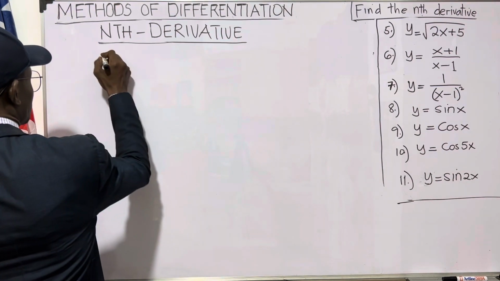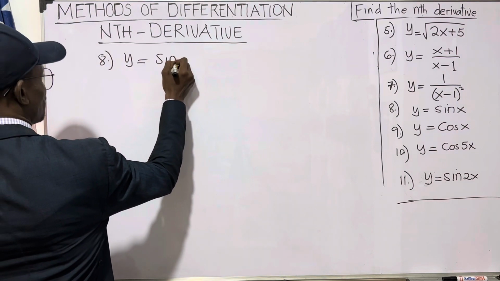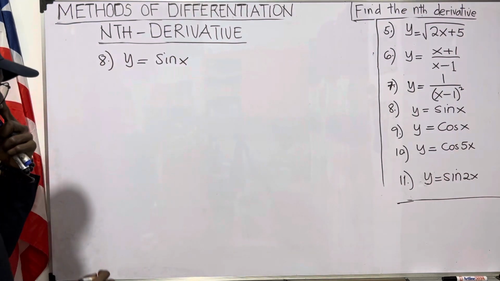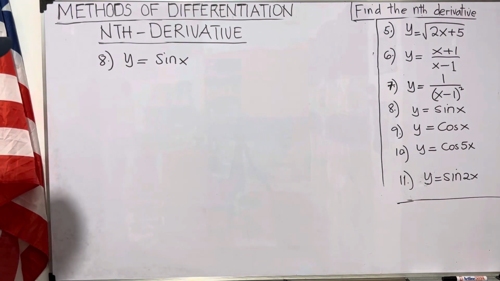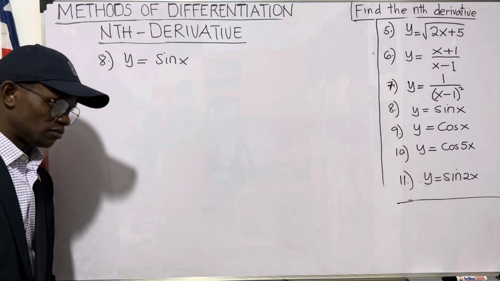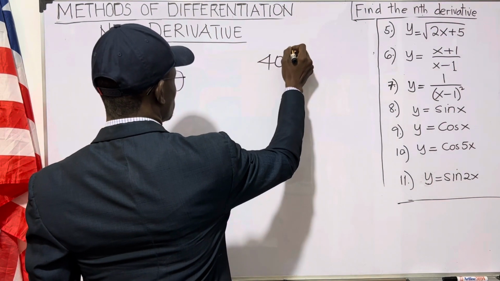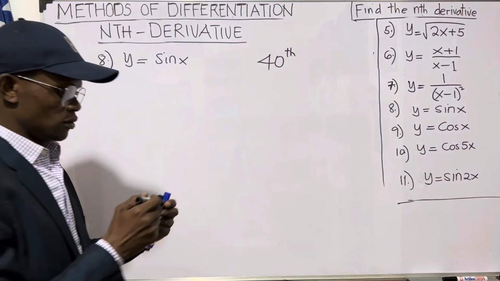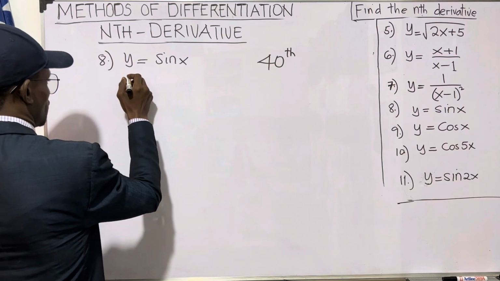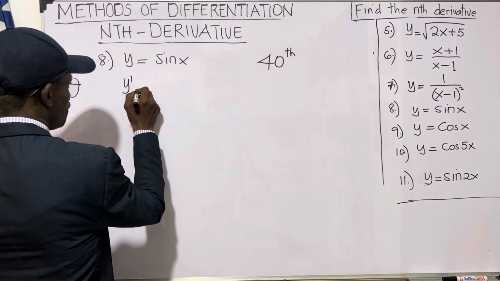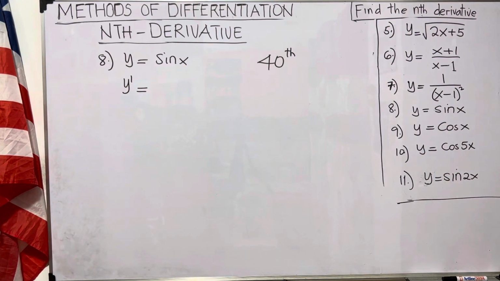So question number 8, we say y equals sine of x. To find the nth derivative of y equals sine of x, maybe you are asked to find the 40th derivative of y equals sine of x. Now, I want to find a few derivatives to observe the pattern of the derivative of sine of x.